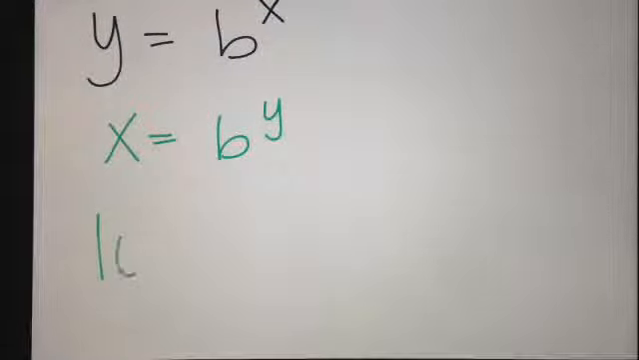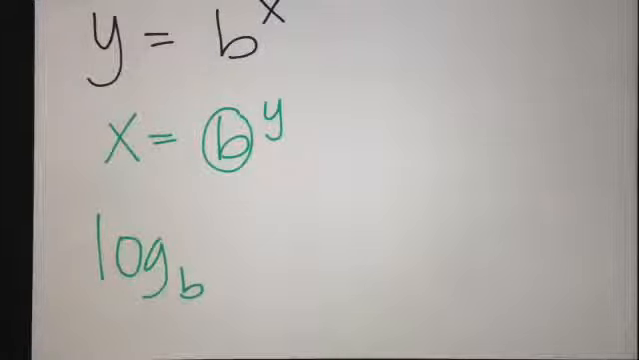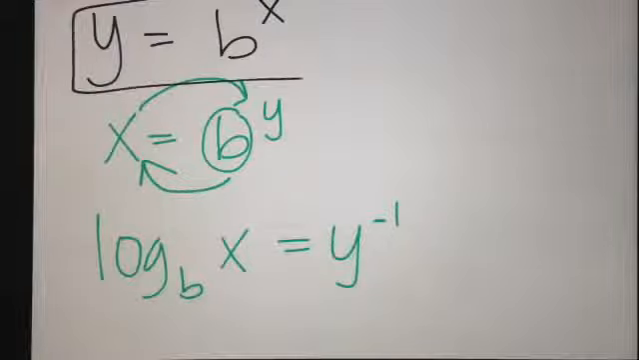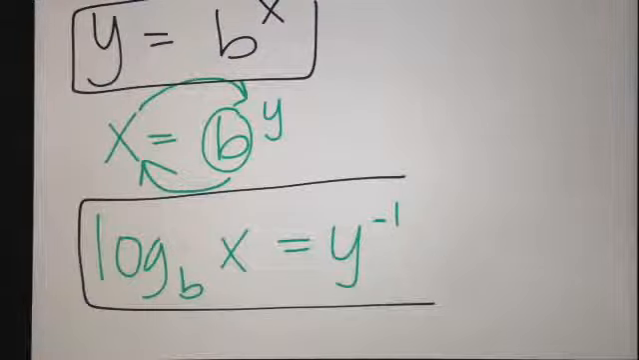So when I write this, I'm going to have log with a base of b, and then I have to do the Tootsie Roll, and this one's kind of set up weird, where you have to do the Tootsie Roll backwards, but we have to go around. So log base b of x equals y. And this would be y inverse. So the inverse of this original function is this logarithm down here.